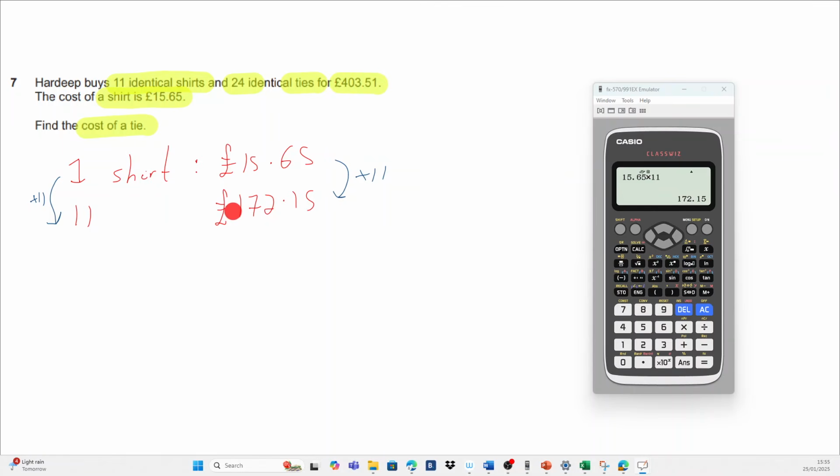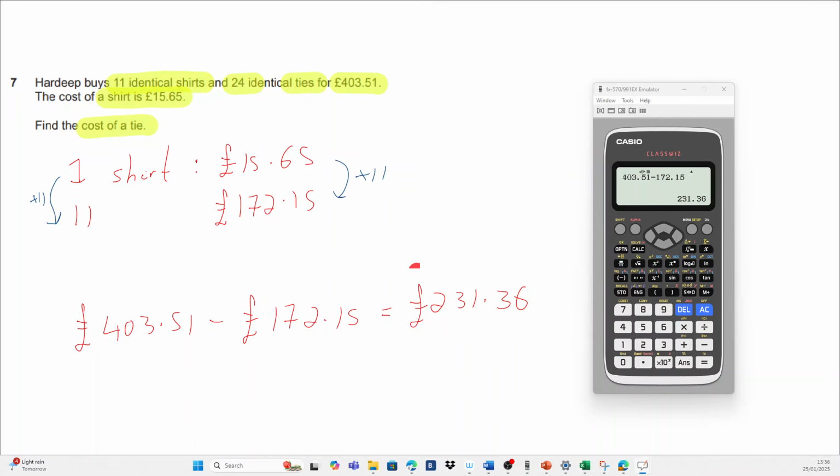We take away the cost of the 11 shirts. That's going to be a good place to go next. We can do 403.51, take away the 172.15, which is going to leave us with how much left? So 403.51, take away 172.15, that gives you 231.36.